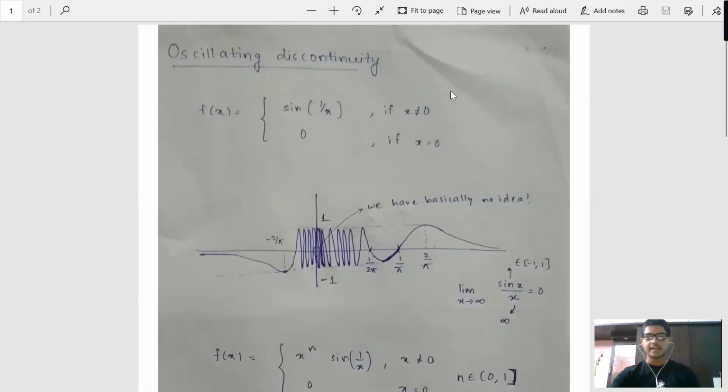Okay, so let us start with today's topic. It is oscillating discontinuity first of all, and don't mind the background, that is going to change a lot of times. So let's begin. First of all, oscillating discontinuity. Let us start with the graph.